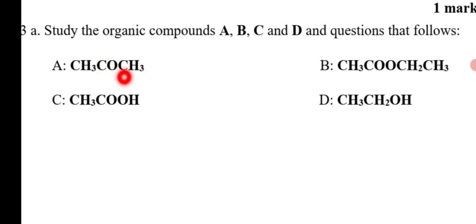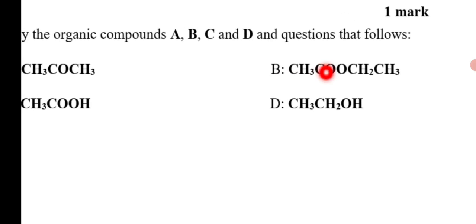Remember that a propanone has a carbonyl group which is bounded by two alkyl groups. So we have a methyl here, another methyl, and between the two, we have a carbonyl group. This is an alkanone, also known as a ketone. So this is a ketone.